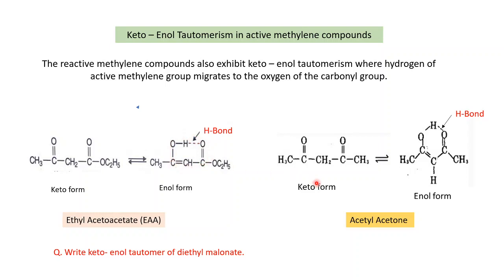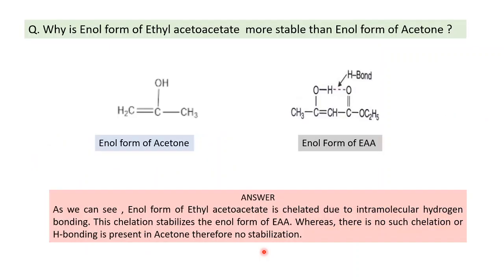So this is the keto form of ethyl acetoacetate and this is the enol form of ethyl acetoacetate. So this chelation is supported by this ring formation, and this ring contains 1, 2, 3, 4, 5, 6, involvement of 6 atoms in it. Another question is, you need to write the keto-enol tautomer of diethyl malonate.